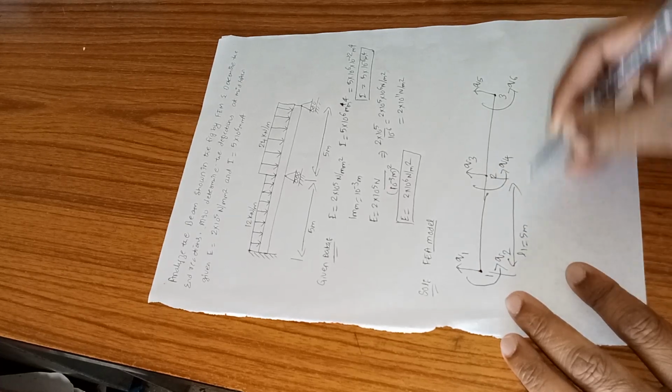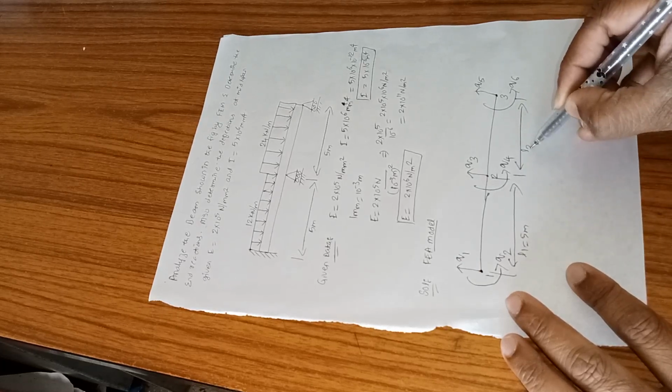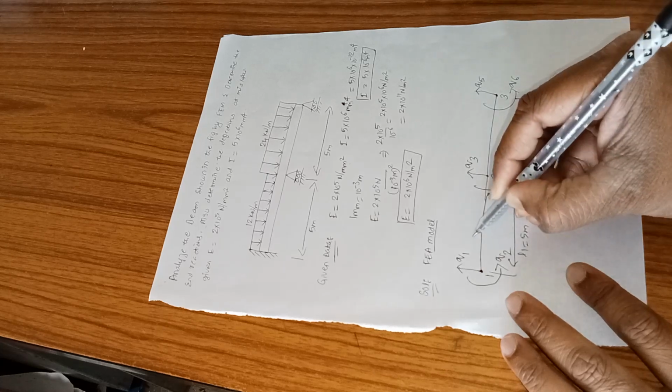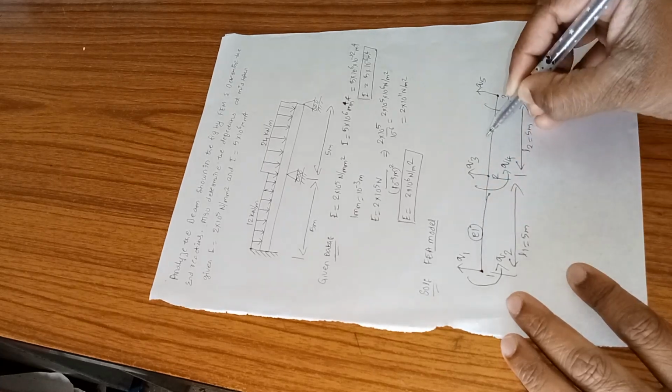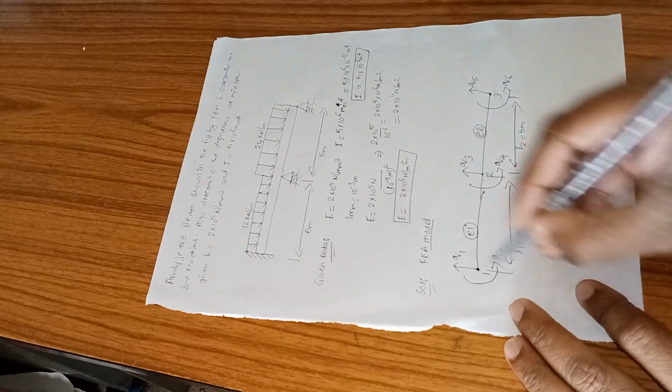L1 is found to be 5 meters, and from here to here it is going to be L2, that is the length of element 2, which is going to be 5 meters. And this I'm going to indicate by small e1, that is element 1, and this by small e2, that is element 2. So this is the first step.